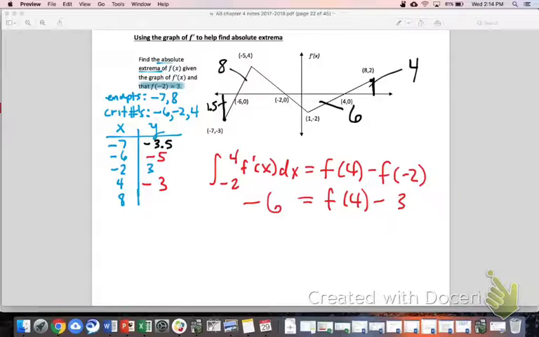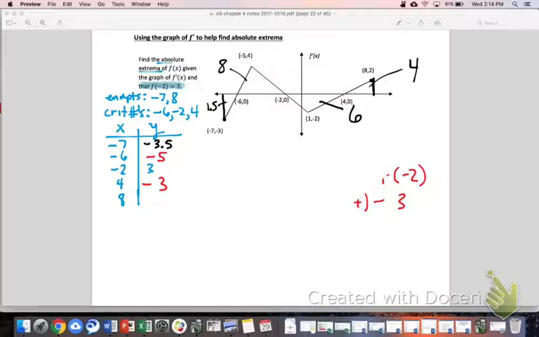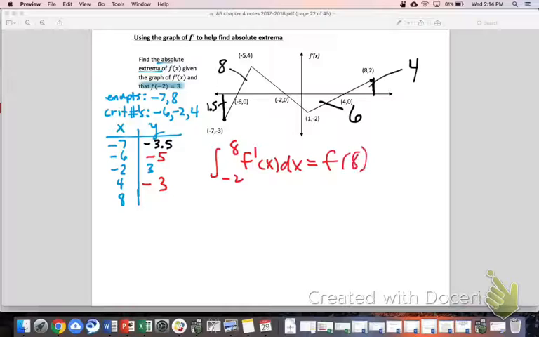Any questions? None? Okay. All right, and then the last one is when x is 8. This is going to go pretty similarly. It's going to be the integral from negative 2 to 8 of f prime of x. That's going to equal f of 8 minus f of negative 2. Using areas once again, I'm coming up with negative 2 for that integral. And I got f of 8 right there, minus 3. So I'm looking at 1, 8 comma 1.